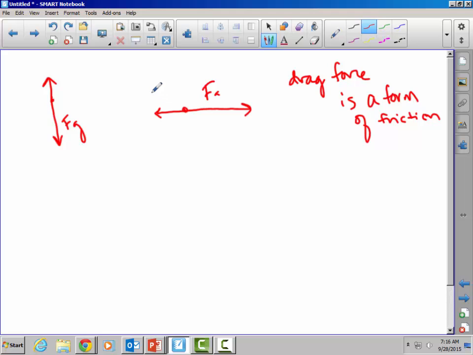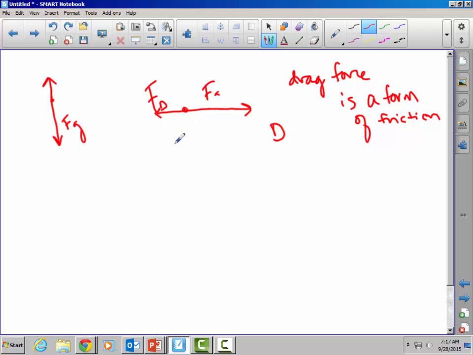So this is applied, and then this is FD. Sometimes you'll see the drag force labeled as capital F, little d. Sometimes you'll just see the formula for it written next to the vector, which is about what I'm about to show you. So I prefer to do it like this, or sometimes I'll just do a capital D for drag force.